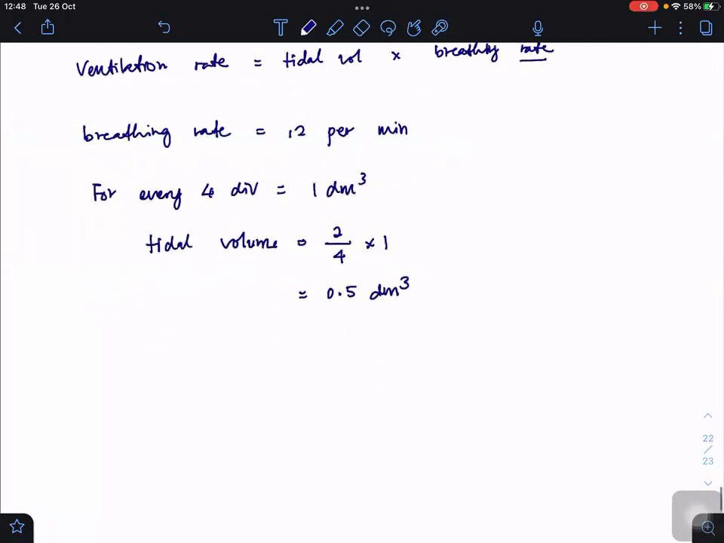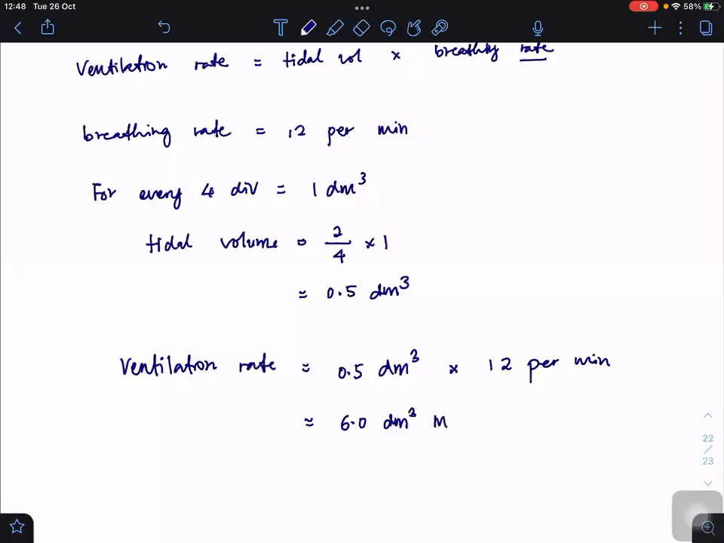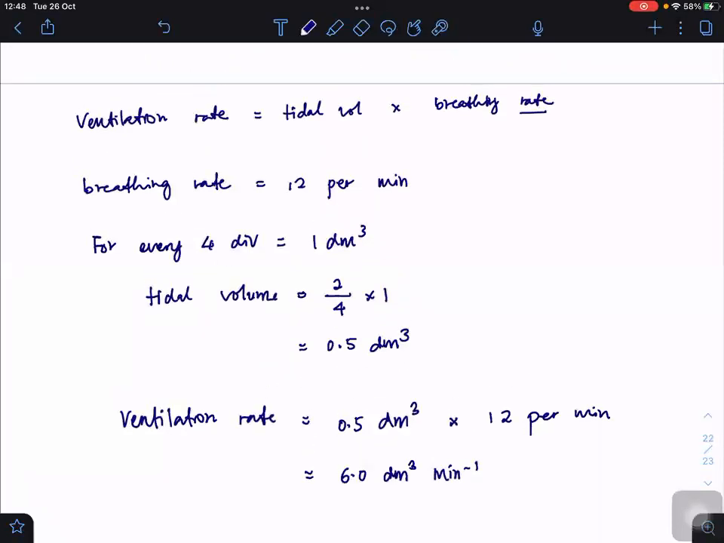So what is the ventilation rate now? The ventilation rate equals the tidal volume, 0.5 dm cube, multiplied by the breathing rate, per minute. So the answer here will be 6.0 dm cube per minute. This is the ventilation rate. Clear?